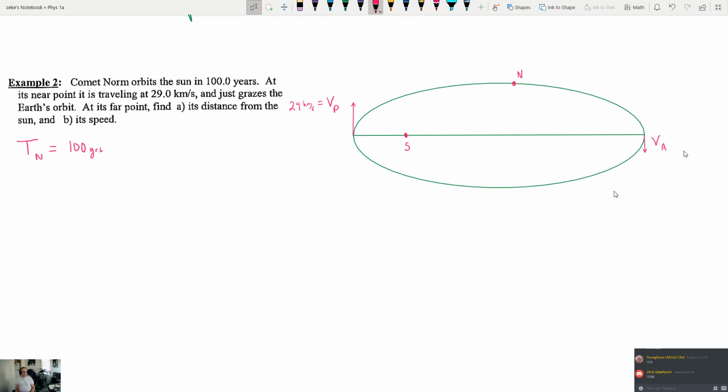We don't know what this is, but we want to figure this out. This is what Part B asks us to do. We want to find, at its far point, its distance from the Sun and its speed. So these are the things that we want to calculate. I'm going to call this distance right here R sub P, and this distance right here R sub A. So RA is going to go all the way from there to there, and RP is the remainder from here to here.